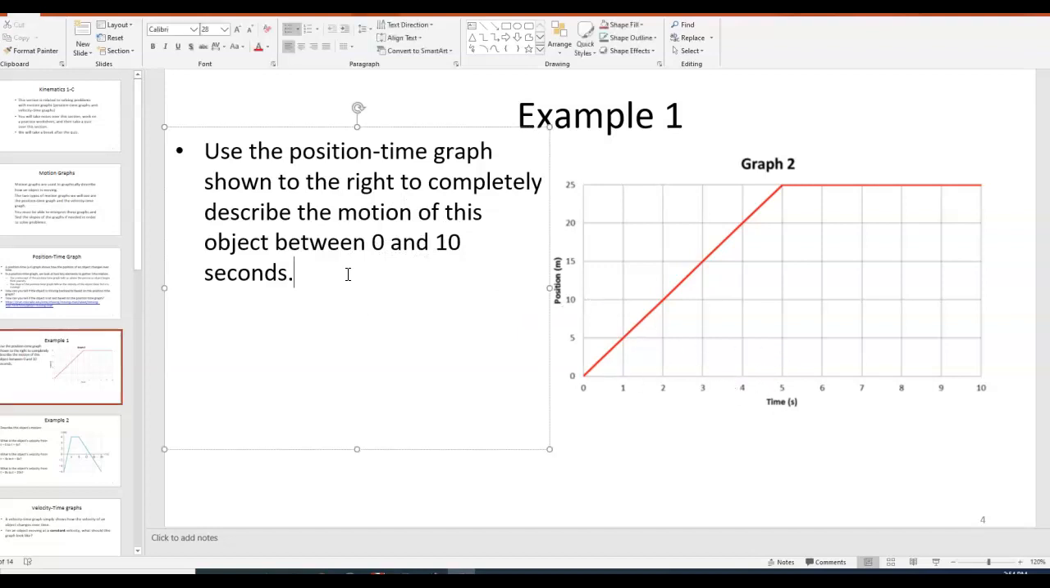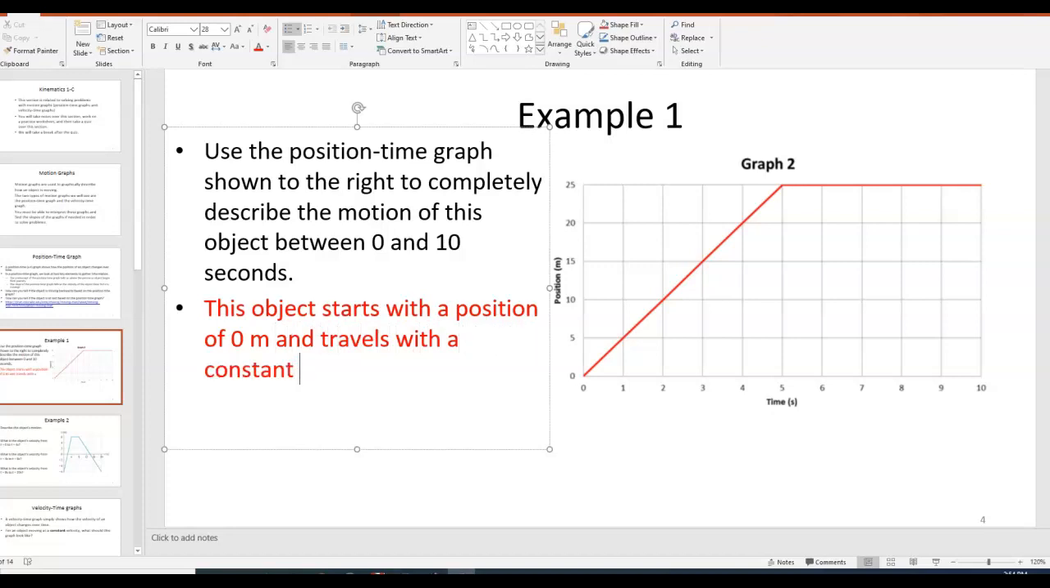Now, the first thing I'm looking at on a position time graph is of course the starting position. So here the y-intercept, the starting position, is 0. Okay, so I would say this object starts with a position of 0 meters and travels with a constant velocity. Now we'll get into this in a minute. How do I know it's a constant velocity? Because if you look at the slope of this first segment right here, notice that the slope is not changing because it's a straight line. So this is a constant slope.